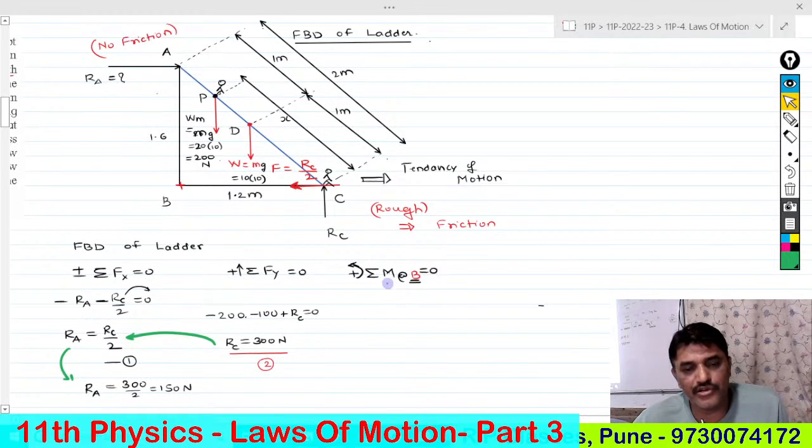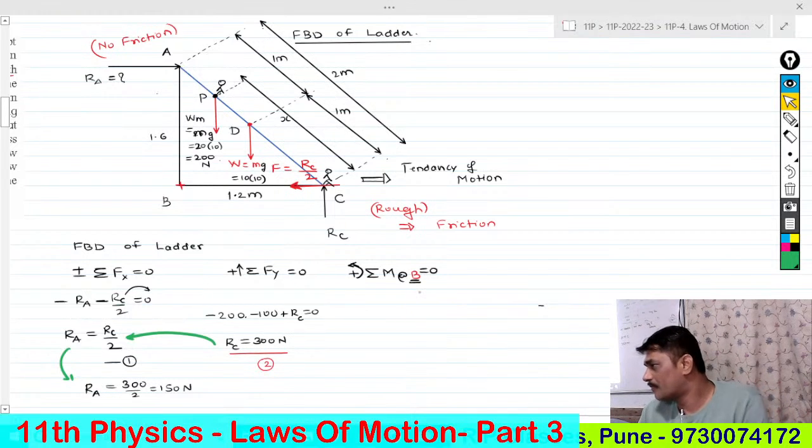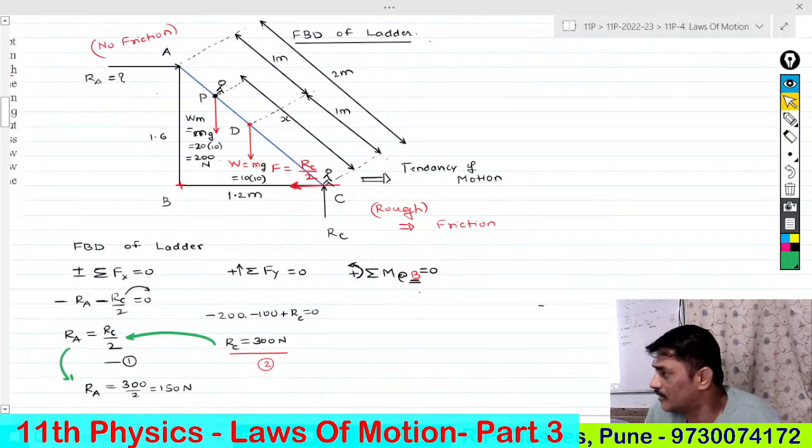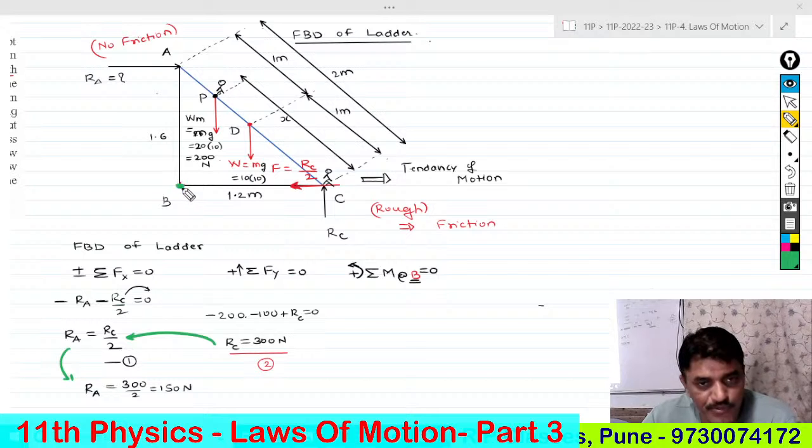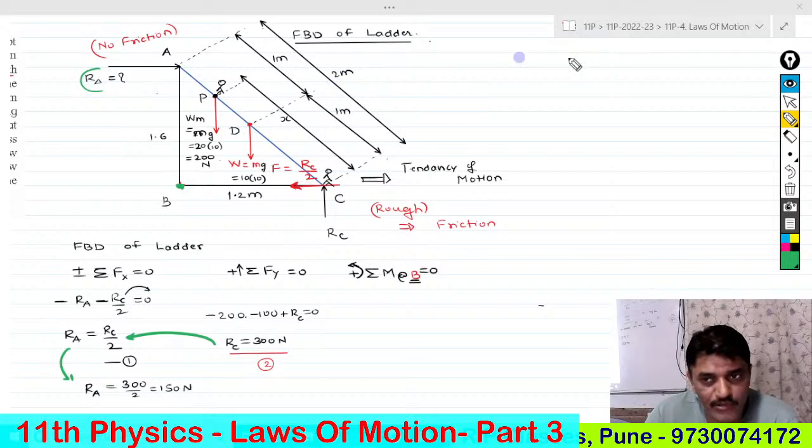Summation of moments about B. So now let us take the moments about B. This is a practice part for you. You have to tell me first whether it is positive or negative. Second, the force into perpendicular distance. First of all, you should match your right hand thumb with this point. RA that I have calculated is 150 Newton. And ये है उसका perpendicular distance.